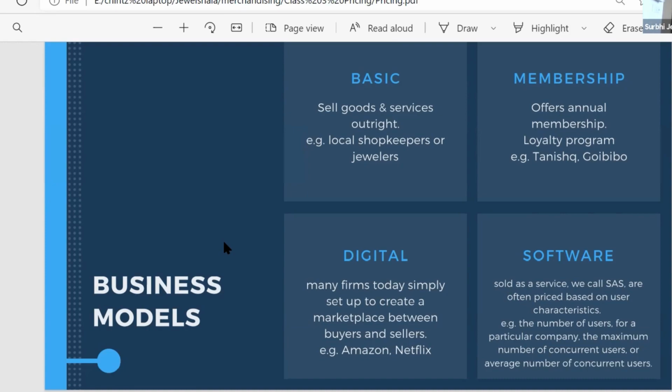Then we have a membership model, where we offer annual membership or loyalty programs, like Tanishq or Go Vivo or maybe Kalyan Jewelers, which are offering these these days.